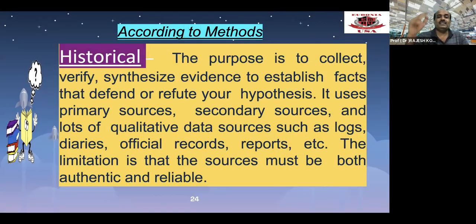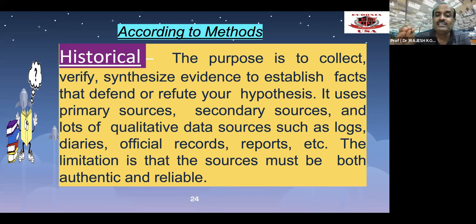According to methods, there is the historical method. It is also called a qualitative study. The purpose is to collect, verify, and synthesize evidence to establish facts that defend or refute your hypothesis. It uses primary sources, secondary sources, and lots of qualitative data sources, such as logs, diaries, official records, reports. It is post facto: the event has already occurred, then we go back to its origin, how it happened.